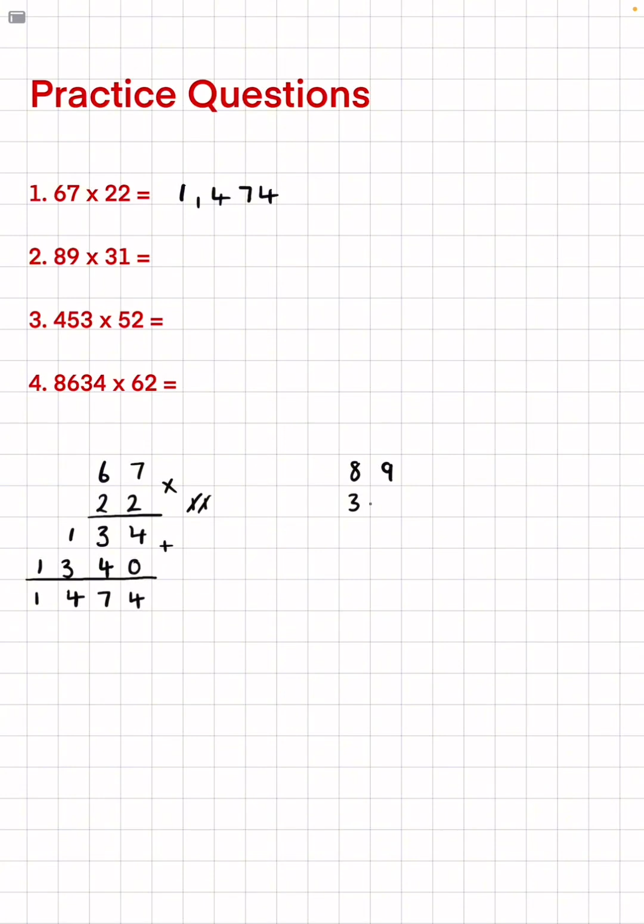The next calculation is 89 multiplied by 31. 1 times 9 is 9. 1 times 8 is 8. Instead of doing 30 multiplied by 9, we can put the 0 here and do 3 times 9, which is 27. We put the 7 down, carry the 2. 3 times 8 is 24. Add 2 is 26.